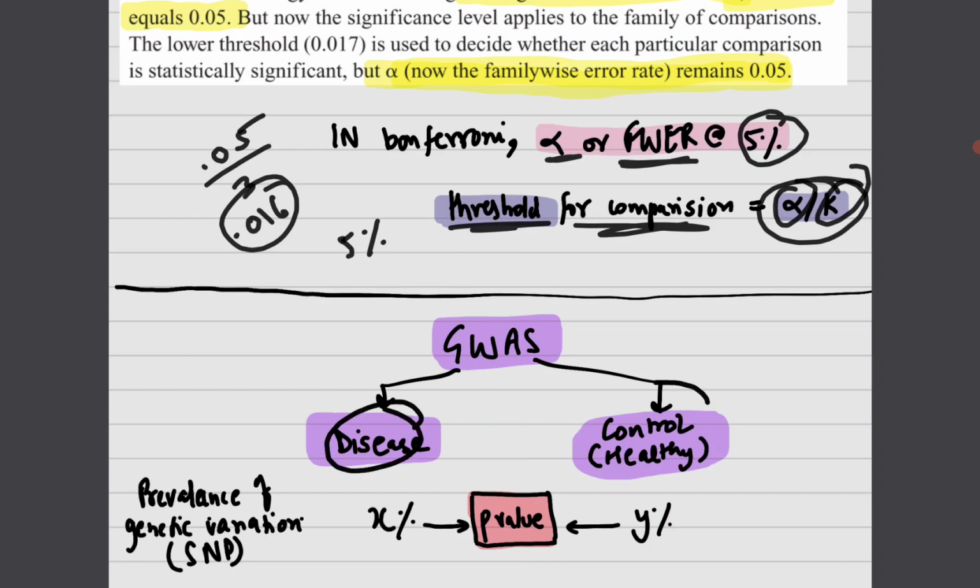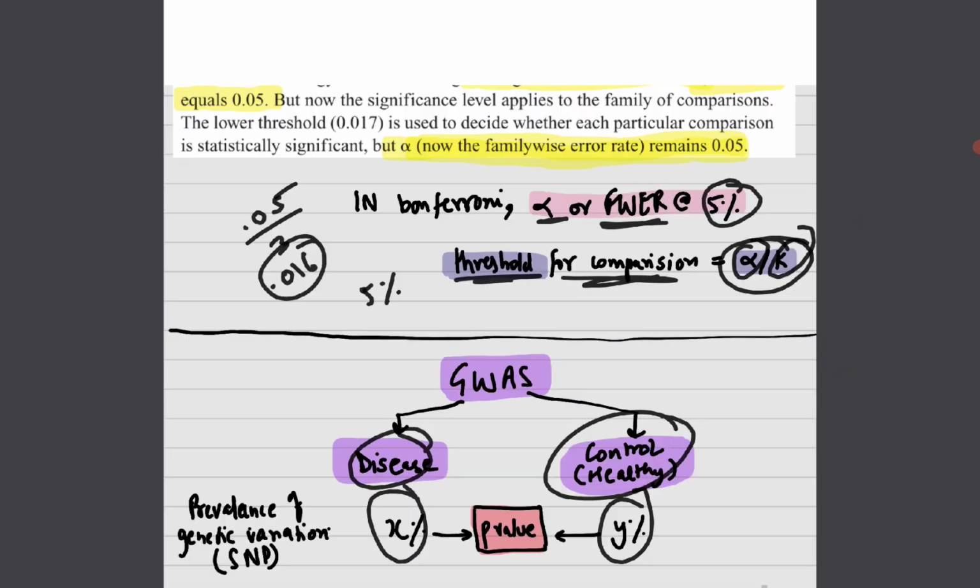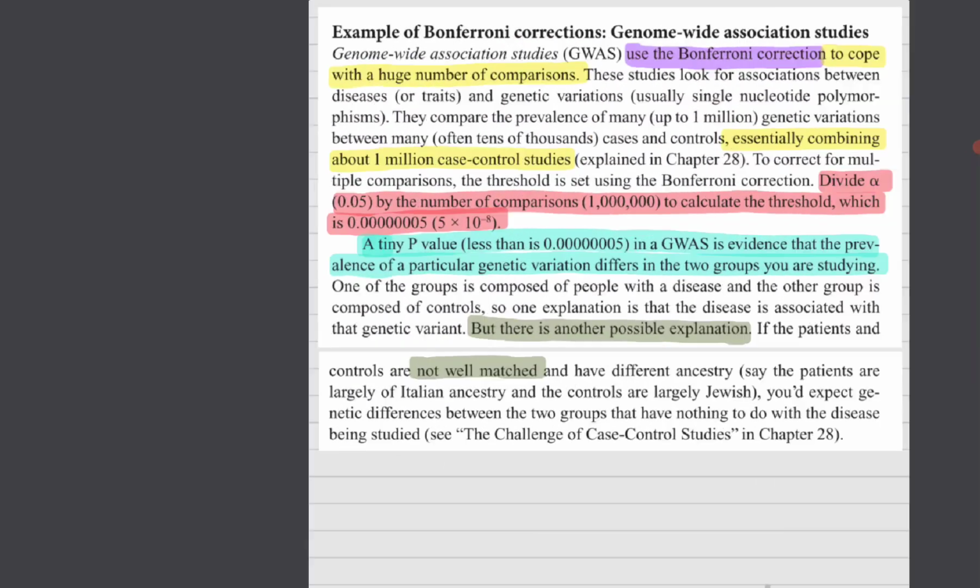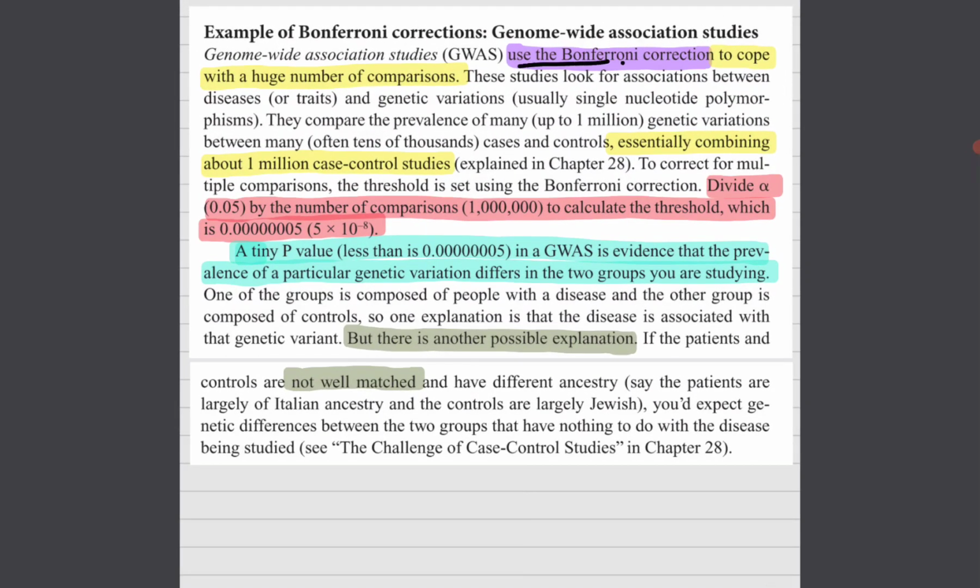So you have a disease group, you have a control group, and you are comparing the prevalence of SNPs between the two groups, right? So I will just read it for you. Genome-wide association studies use the Bonferroni correction to cope with a huge number of comparisons. These studies look for association between the disease or the traits and genetic variants, usually single nucleotide polymorphisms. So they compare the prevalence of up to 1 million SNPs between cases and controls. So there are millions of comparisons that you are doing in a genome-wide association study.